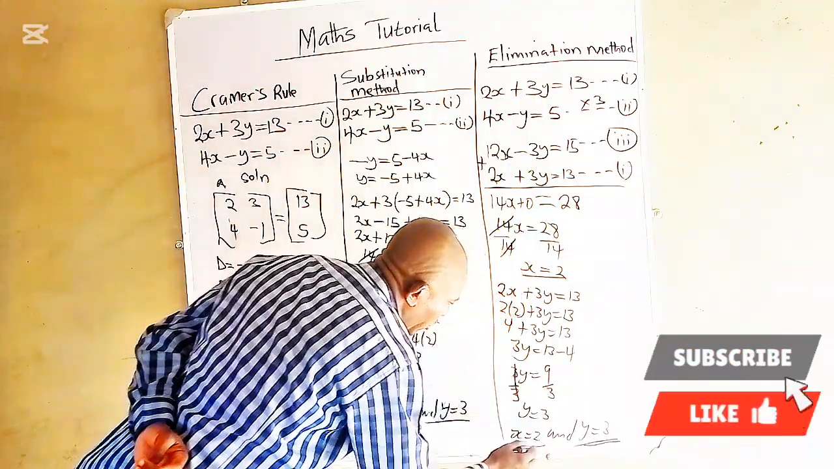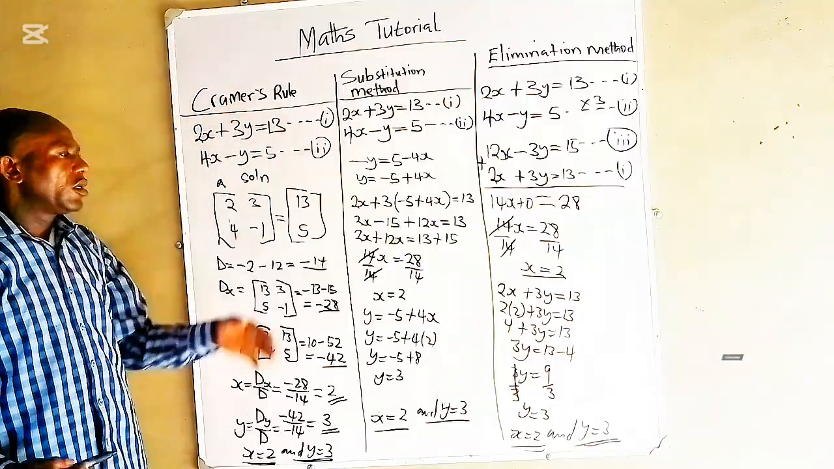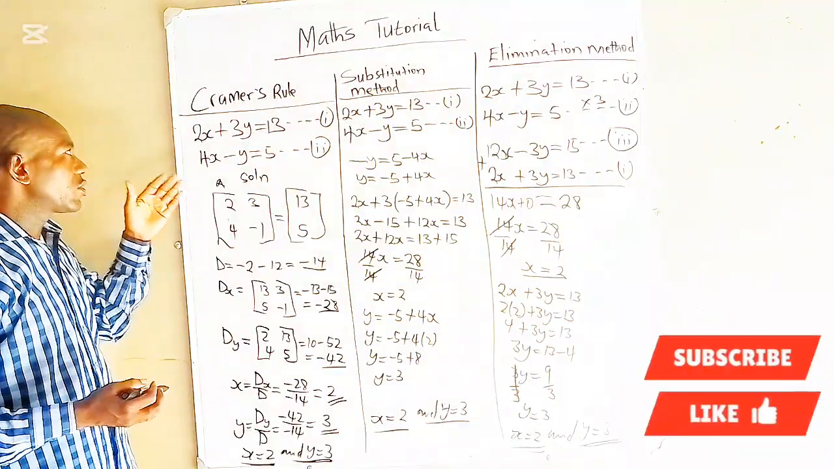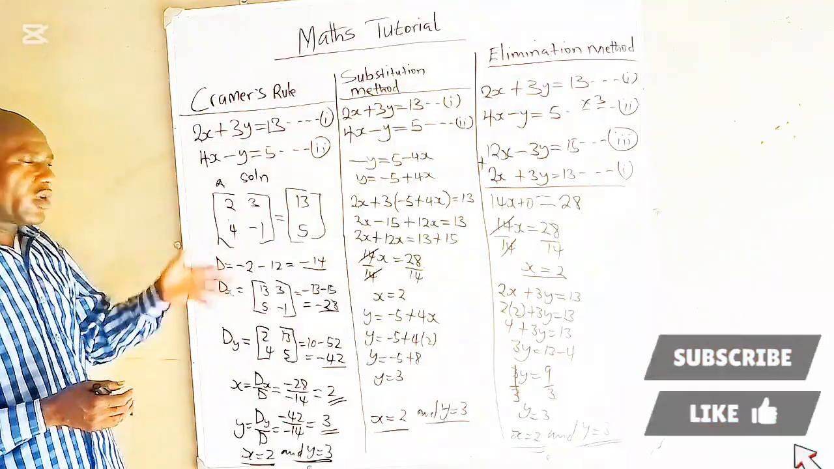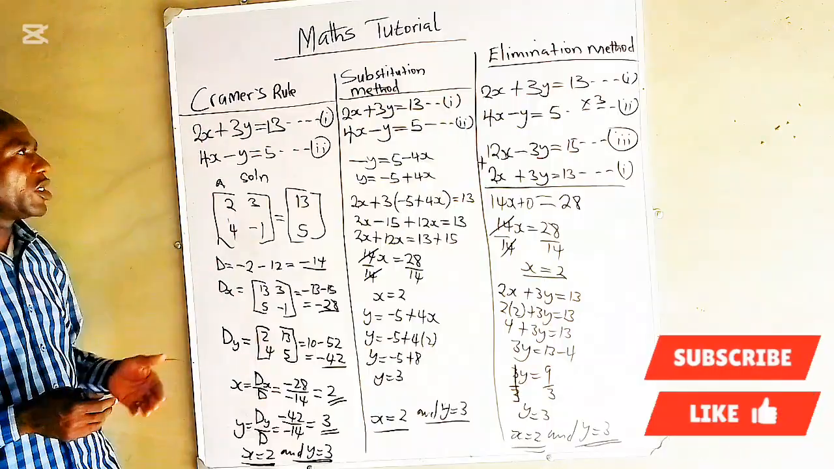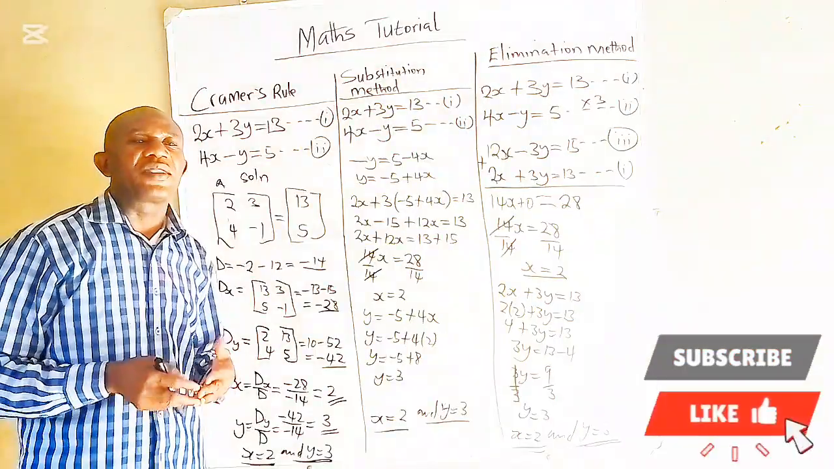Three different methods for the same answer. So whatever method you want to apply, you can use it. Either Cramer's rule, substitution method, or elimination method, you can get the same answer.